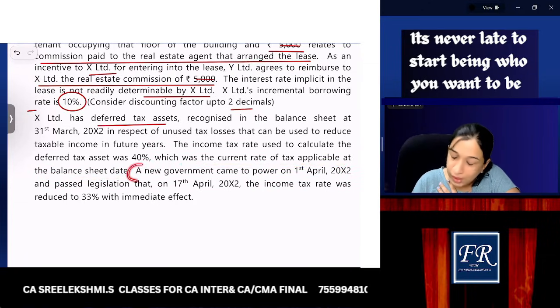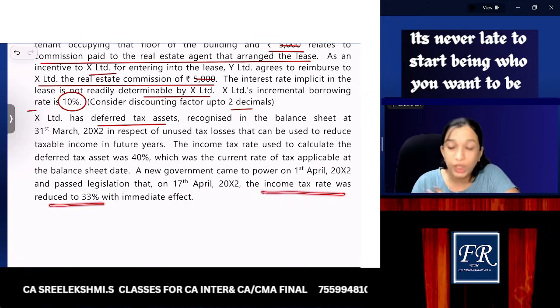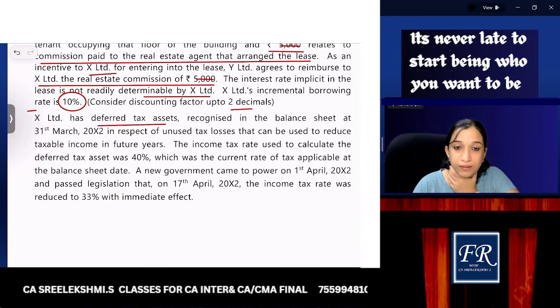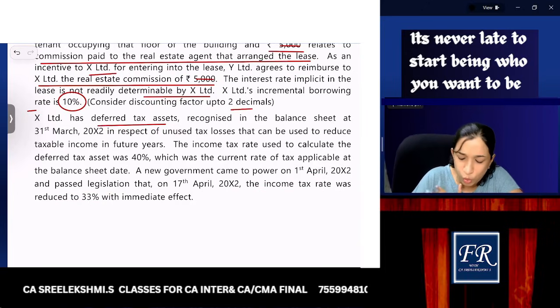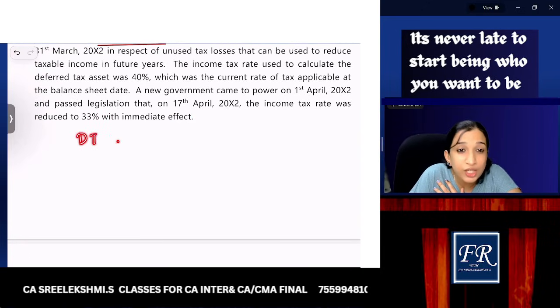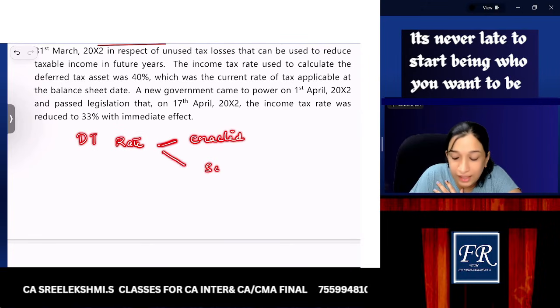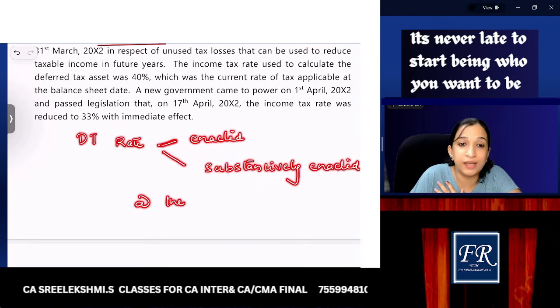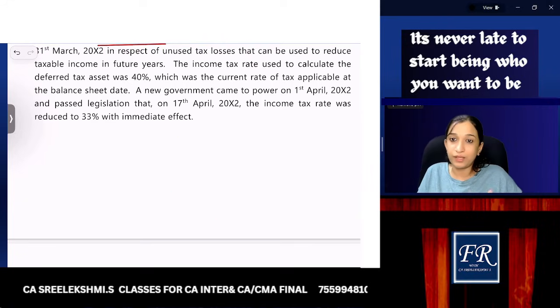A new government came to power on 1st April 2012 and passed legislation that on 17th April the income tax rate was reduced to 33% with immediate effect. So, what is the rule as per Ind AS 12? What is the rule? Deferred tax should be measured using the rate which is enacted or substantively enacted at the reporting date. Enacted or substantively enacted at the reporting date.